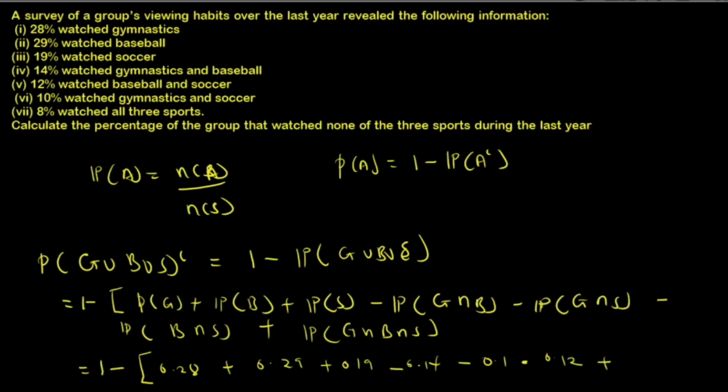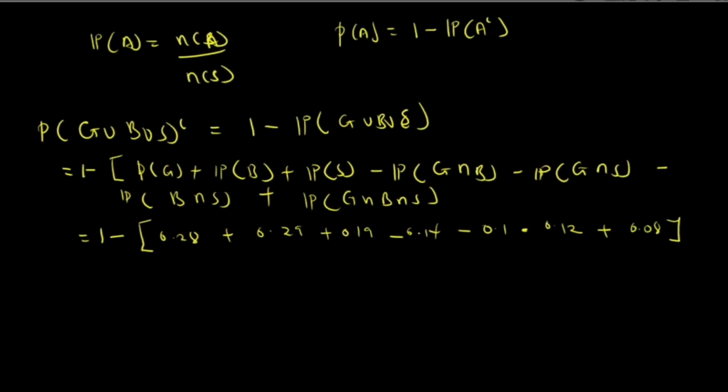Then plus their intersection, the 3 intersection, will be what? We have 8% watching that. We have 0.08. So we close the bracket. So in that case, we find the probability of the 3 not occurring. That will be 1 minus the whole thing, which is going to give you 1 minus 0.48, which will give you 0.52. In this case, we have it as a percentage, 52%.